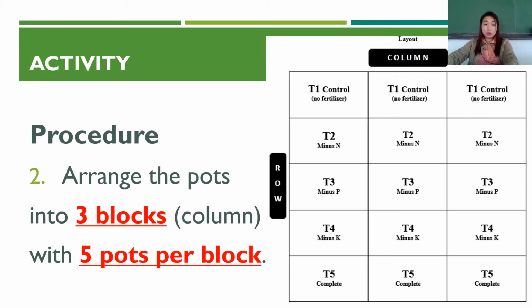Now, number 2, arrange the pots into 3 blocks. So, 1, 2, 3. So, pag nalagyan mo na ng soil, you arrange it na ha. And then, with 5 pots per block. 1, 2, 3, 4, 5.